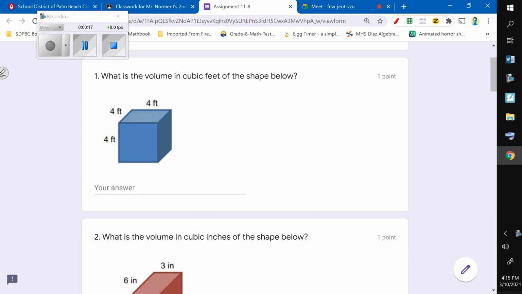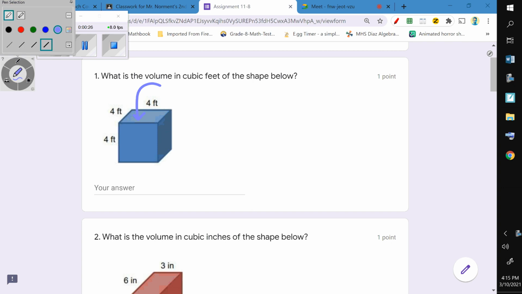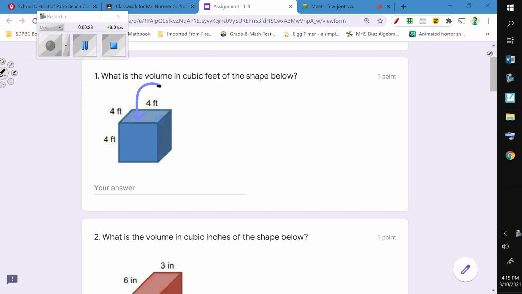So remember, volume is, like, say this is a box, okay? And if I open the box, how much could I fit in before it's completely full? That's what's referred to when we're talking about volume. Before it gets all the way to the top, and this is completely full, how much could I fit into it? That's what volume is referring to.